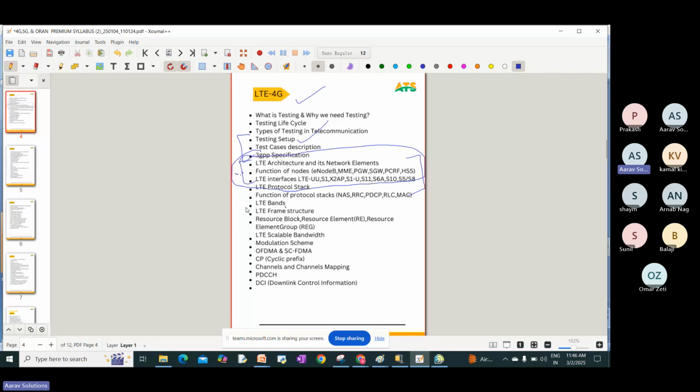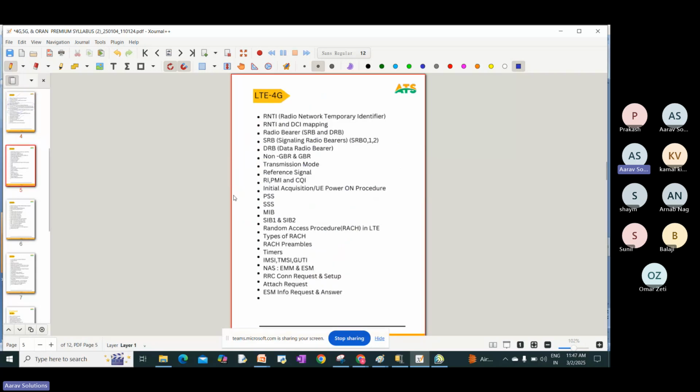Similarly, these are some basic principles and topics: what all bands we have, and frame structure, which is very important for TDD and FDD. We have different frame structures. Then we have modulation and demodulation schemes, then cyclic prefix. Then we will start LTE initial acquisition, some identifiers and radio bearers. Then this very important topic: initial acquisition, initial power on. Here you can see PSS and SSS.